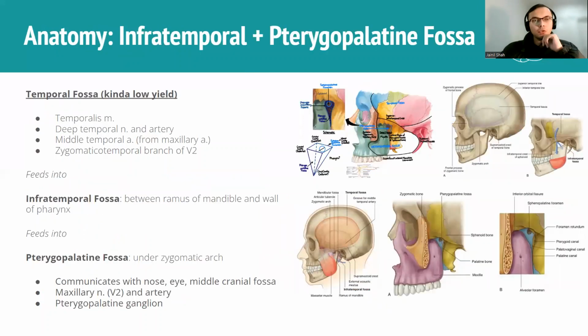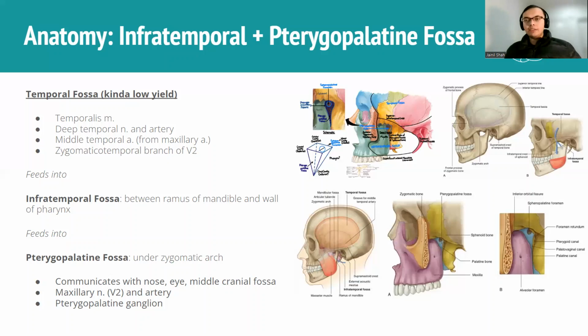And now we come to the infratemporal and pterygopalatine fossa, the last bit of anatomy. Again, we'll start off with something that we already know, which is the temporal fossa, this large fossa here, composed largely of the temporalis muscle. It contains the temporalis muscle, first of all, but also the deep temporal nerve and artery, middle temporal artery, the maxillary artery, and the zygomatic temporal branch of cranial nerve V2, the trigeminal nerve. That's the contents of it.